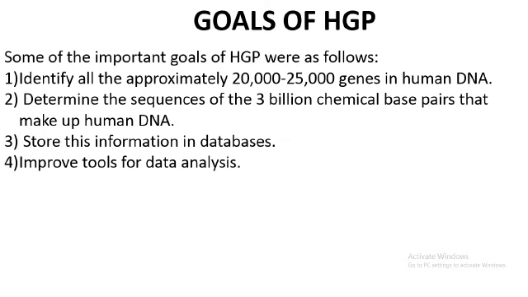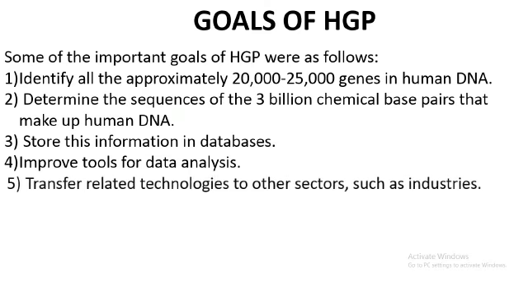Then the fourth thing is to improve tools for data analysis. I told you, storing 3,300 books of information on a computer was not very easy. So therefore, they had to develop what we call today software. So software has to be developed and it should work according to our need. So therefore, to improve the tools for data analysis was another important goal.